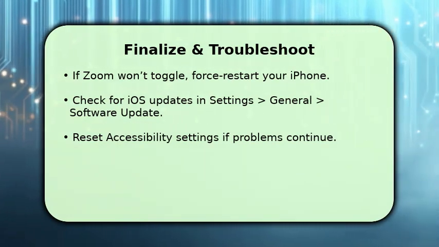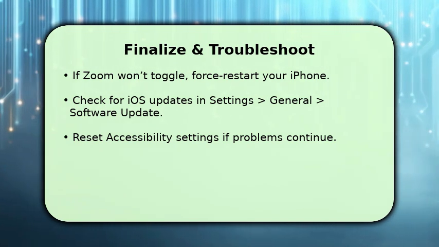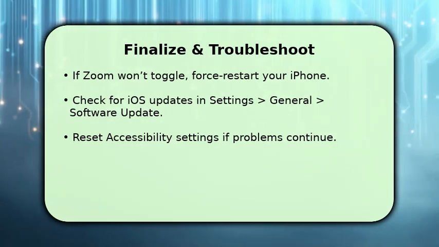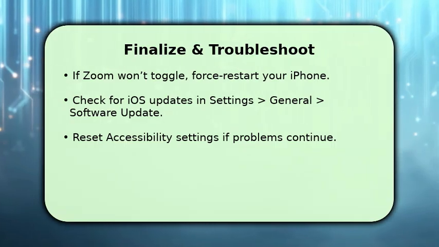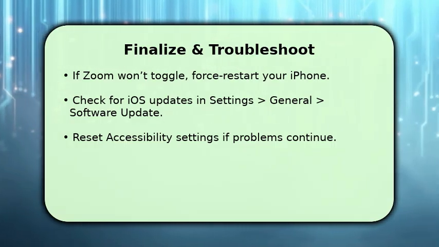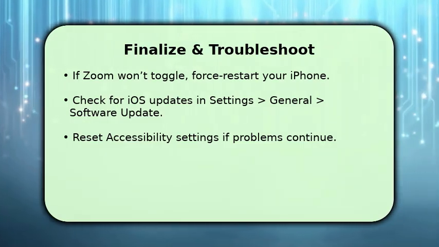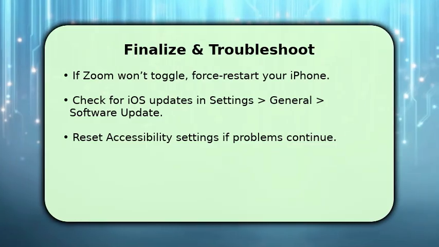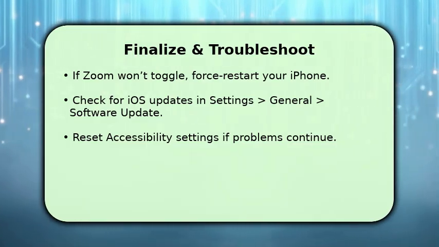If the toggle won't change or nothing seems to revert, force restart the iPhone to clear glitches. This often resolves stuck settings. Make sure your iOS is up to date because software bugs can affect accessibility controls. If problems continue, reset accessibility settings only. That preserves data, but returns accessibility options to defaults and typically stops recurring Zoom issues.